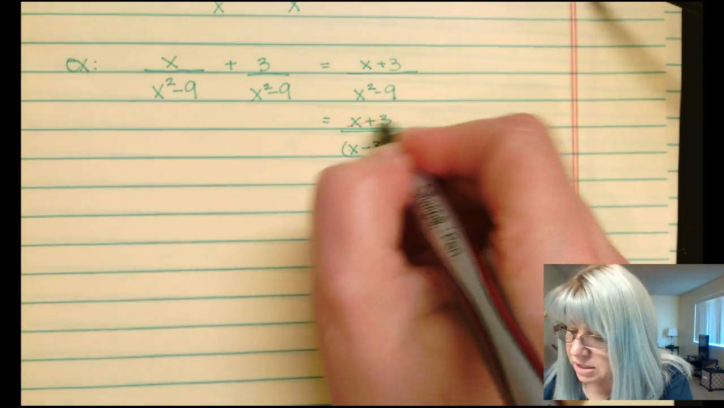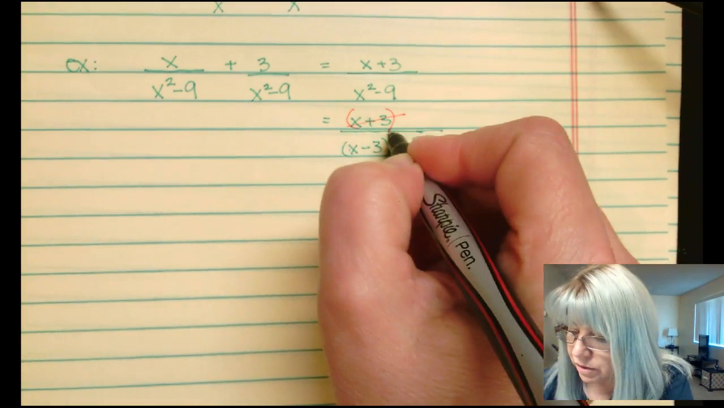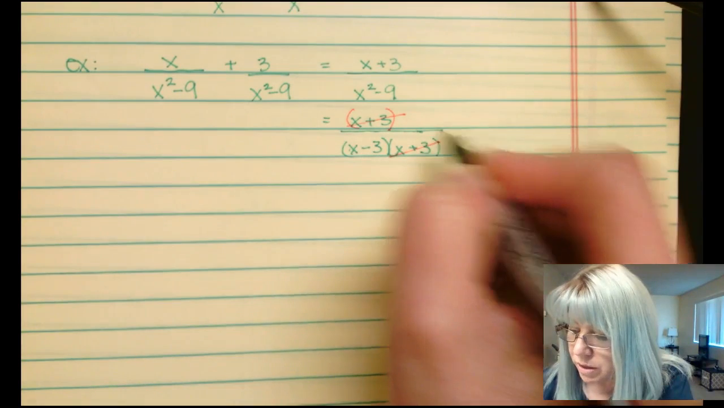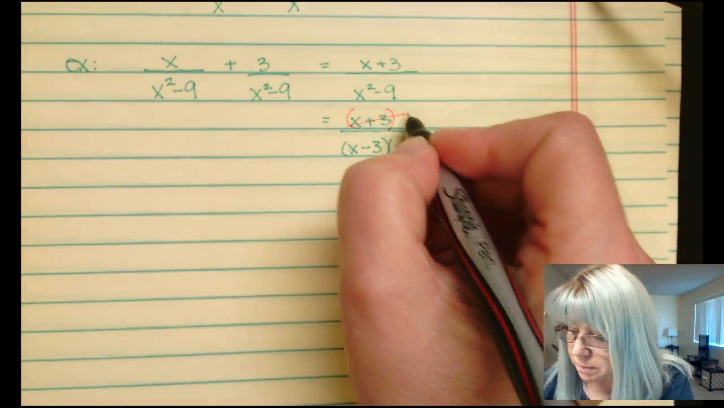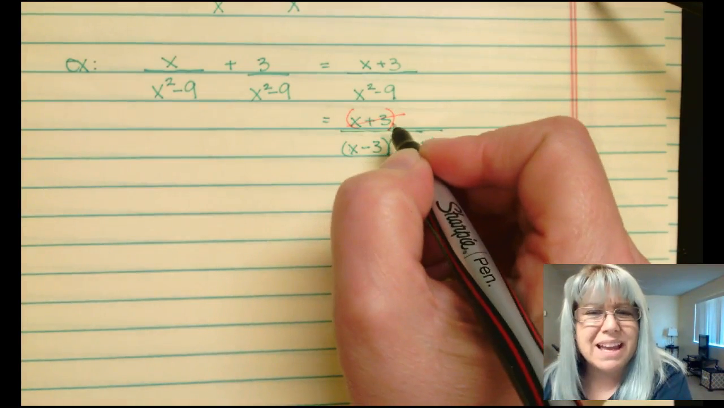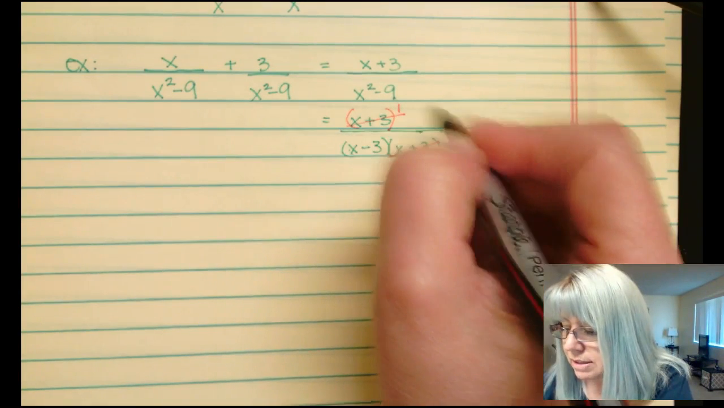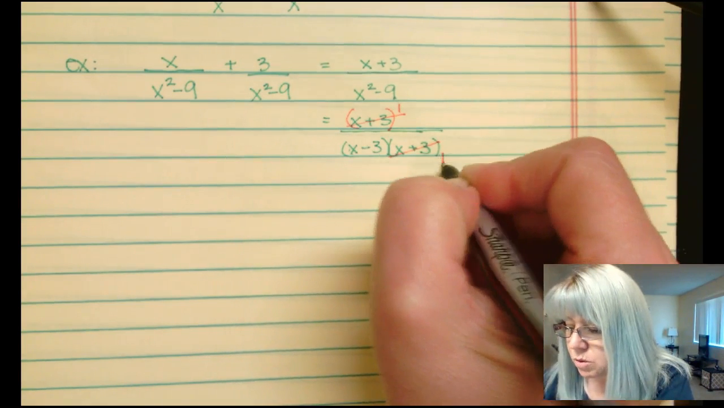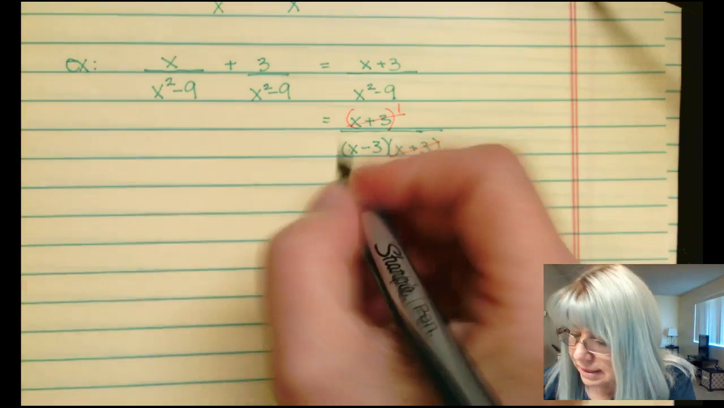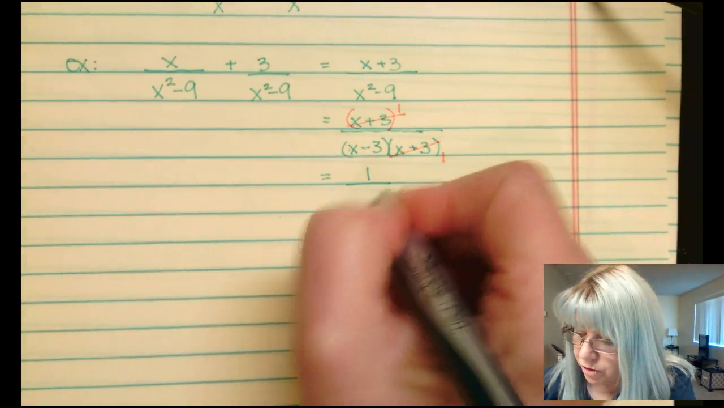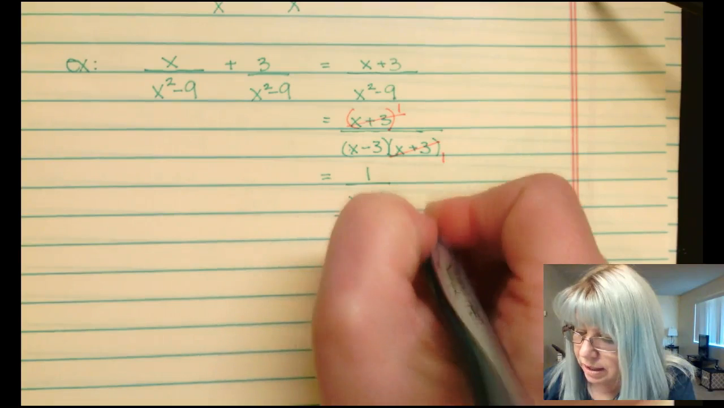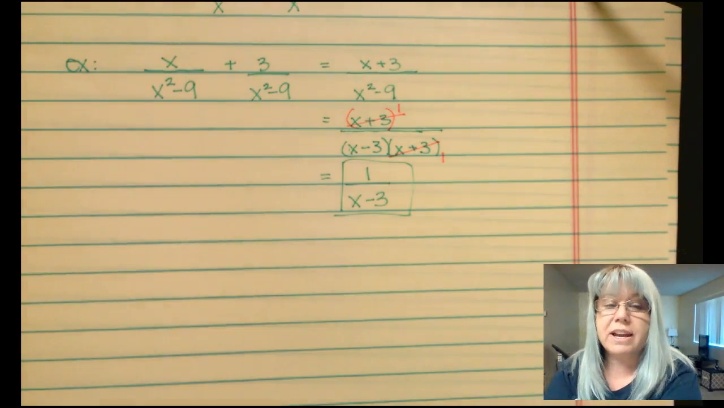And it does look like I can reduce. I have an x minus 3 on top, that whole entire thing, and an x minus 3 on the bottom. So I'm left with x plus 3 goes into x plus 3 once, x plus 3 goes into x plus 3 once. That leaves 1 over x minus 3, and that is our solution there.